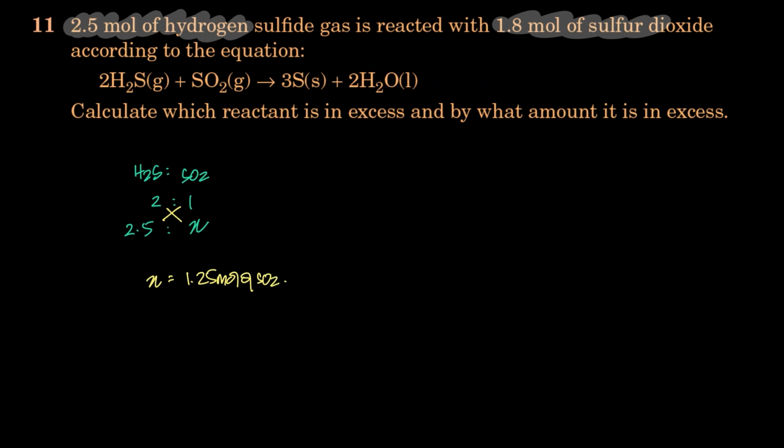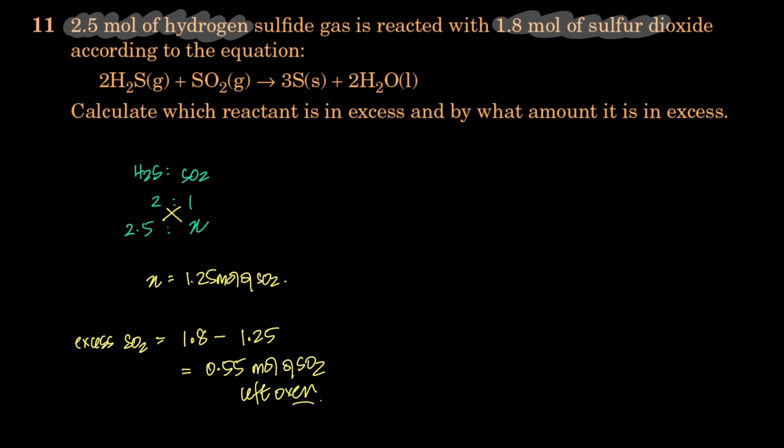But you already know how much SO2 you have. So we were lucky we used this. We realize that I only need 1.25 moles of SO2, but I have 1.8 moles of SO2. So what's the excess SO2? It is what you have minus what you need. The leftover is what we call excess. So this is the moles of SO2 that will be left over. Left over is the excess.